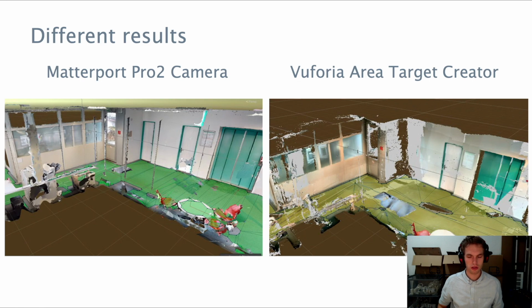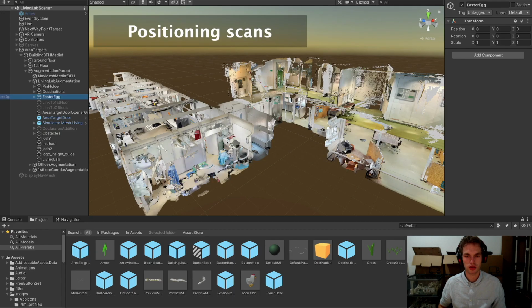Then the results you see here on the left side: we see the mesh from the camera and the mesh generated from the area target. We'll see in the occlusion part later that you can use this mesh for occlusion, but you can also create your own occlusion objects, of course. But in the editor, it just doesn't look very nice.